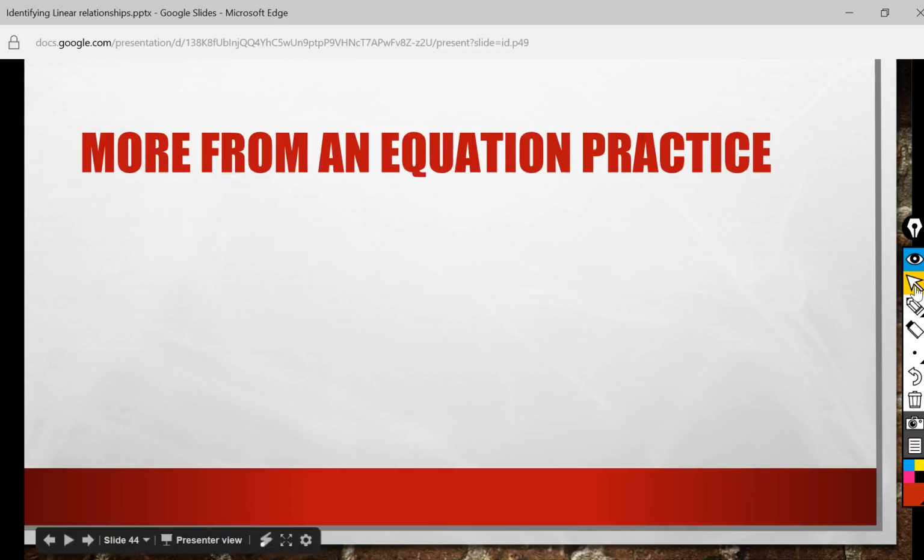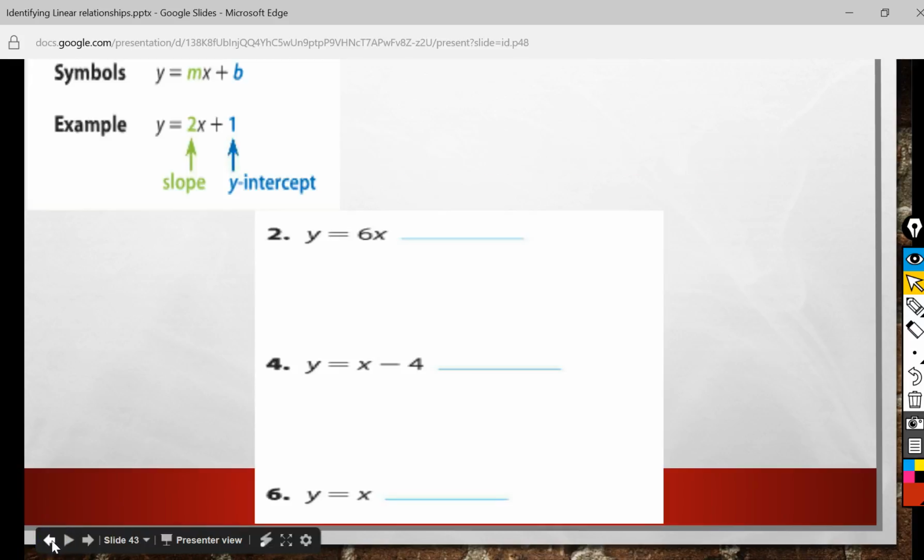Actually, hold on. There was one. And that was that one right here, this one down here. You would just see that that's plus 1. So there's nothing going on before the x or after the x. So for that one, you would say slope equals 1, y-intercept equals 0. And that would be how you do that one.